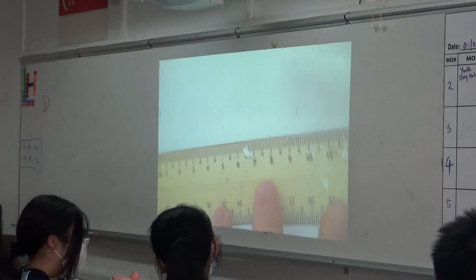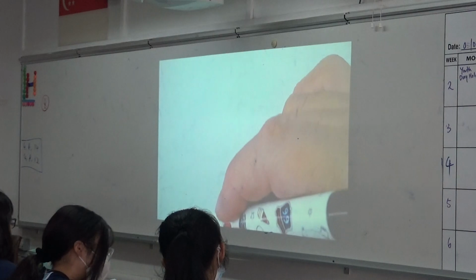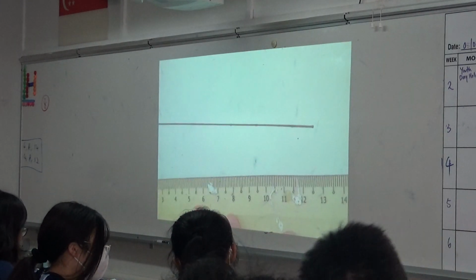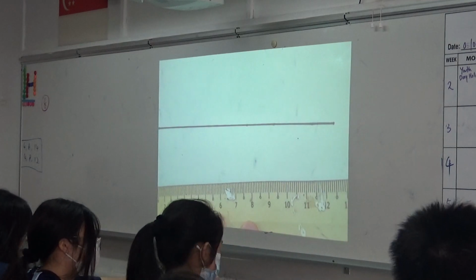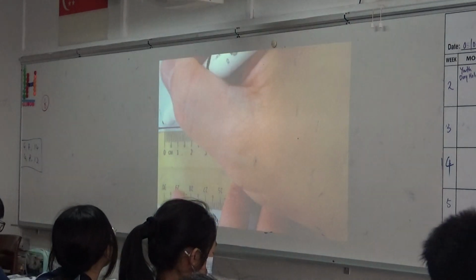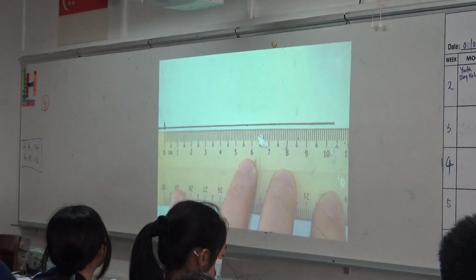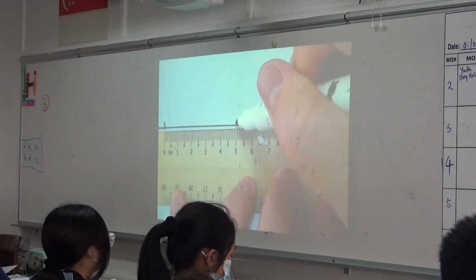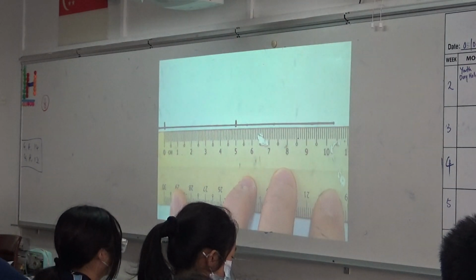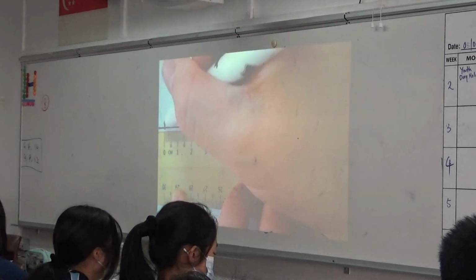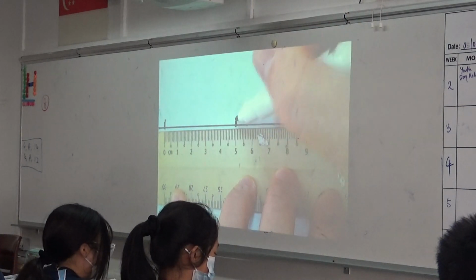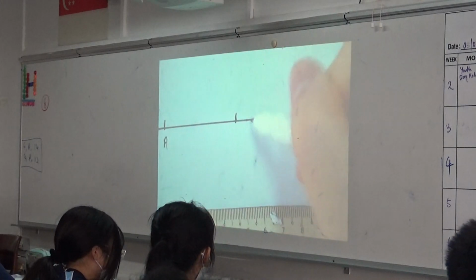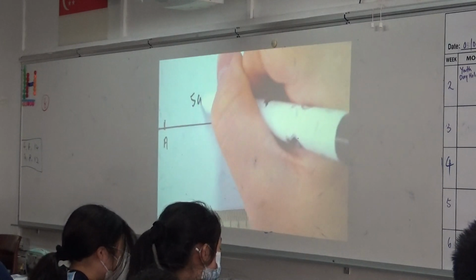What happens is that you need to draw a straight line like that. Can you see? Then you draw from this one, 0. Then if it's 5 cm, you draw like that. You must draw a mark here and a mark here. Then this is your line segment AD, 5 cm.